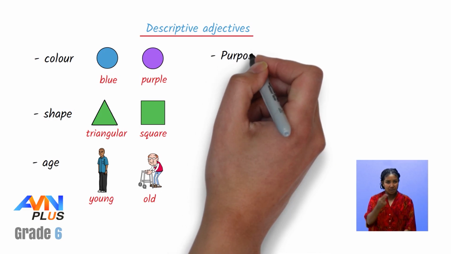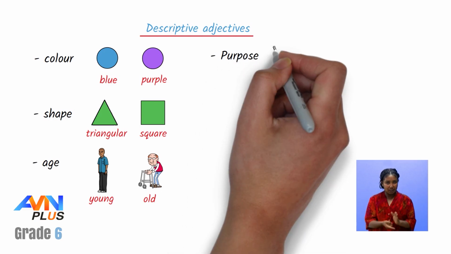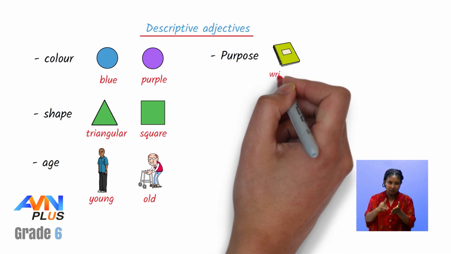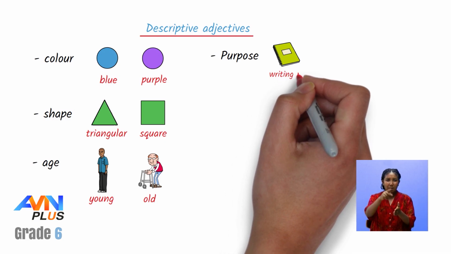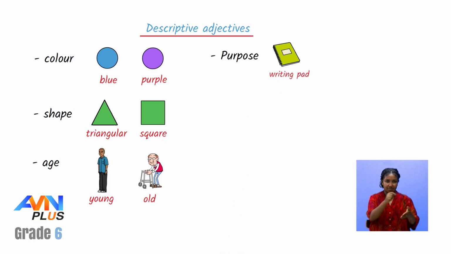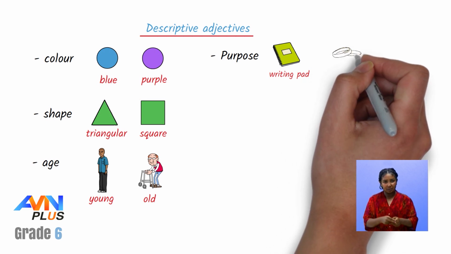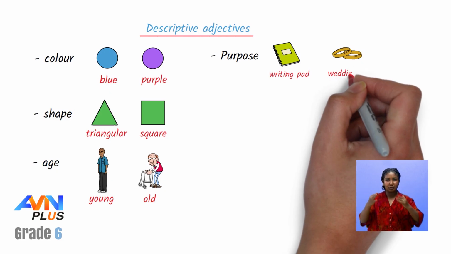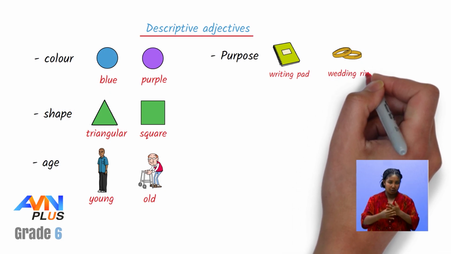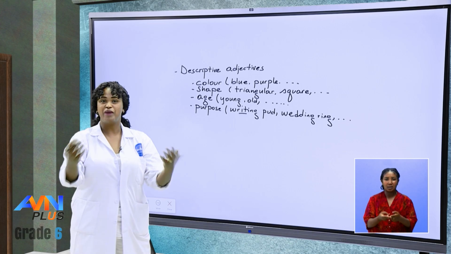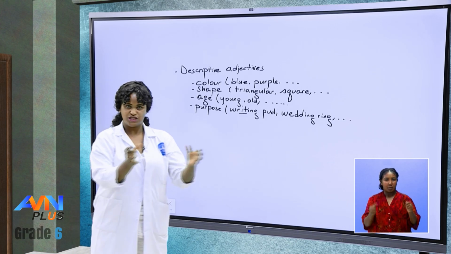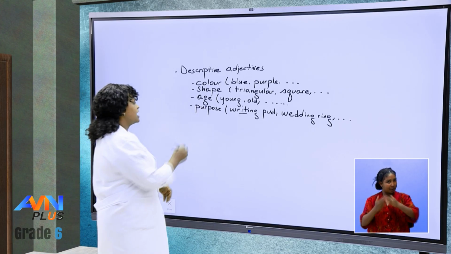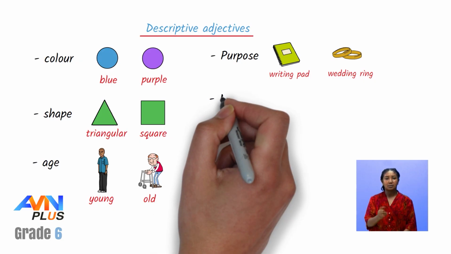Purpose. For example, you can say a writing pad. What kind of pad is it? It is a writing pad. Or you can say a wedding ring. What kind of ring? A wedding ring. Or you can say sleeping bag. What bag? Sleeping bag. The purpose of the bag is what? For sleeping. And the other one, material.